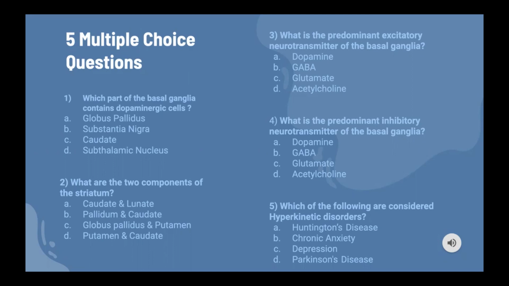Our third question is, what is the predominant excitatory neurotransmitter of the basal ganglia? Our options are A, dopamine, B, GABA, C, glutamate, or D, acetylcholine. For the fourth question, we ask, what is the predominant inhibitory neurotransmitter of the basal ganglia? Is it A, dopamine, B, GABA, C, glutamate, or D, acetylcholine? And for our last question, we ask, which of the following are considered hyperkinetic disorders? Is it A, Huntington's disease, B, chronic anxiety, C, depression, or D, Parkinson's disease?